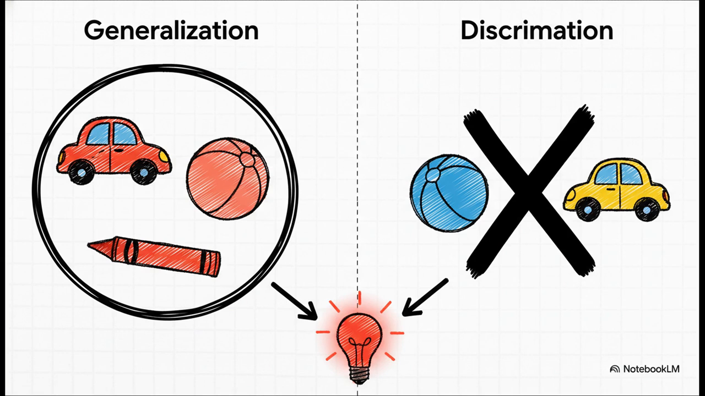To teach the concept of red, you need generalization. Your client needs to be able to say red when they see a bright red fire truck, a dark red apple, a slightly faded red crayon. They're all different, but they're all red. But that's only half the battle. They also need discrimination. They have to learn that a blue ball is not red and a yellow bus is not red. When you have both of those skills rock solid, that's when the true concept emerges.